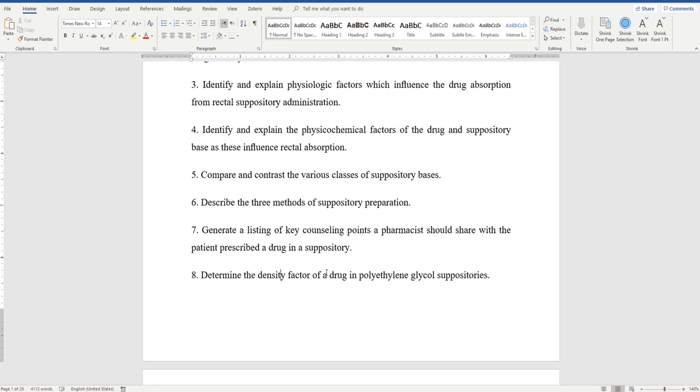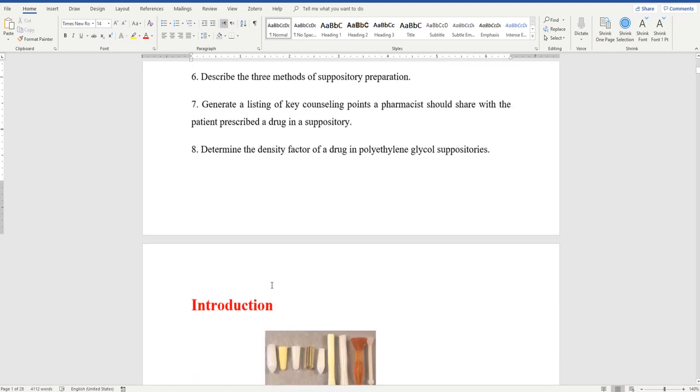you should already know the density factor of the drug in the base. Once you know, you'll be able to calculate the quantities of the base and the drug to be used. So I will not talk about how to calculate the density factor. I will talk about, once you are given the density factor, how you can calculate the amount of base and the amount of drug to be used, because it's one of the challenges that we will face when we prepare suppositories. We will talk about this later in more detail.